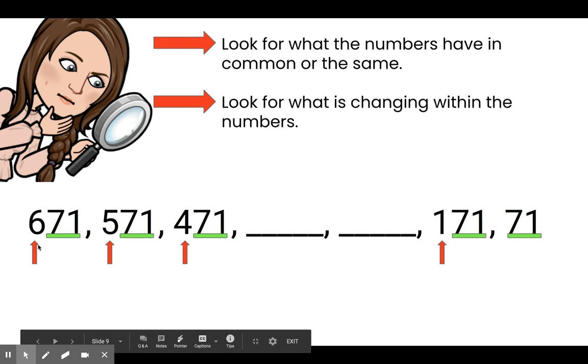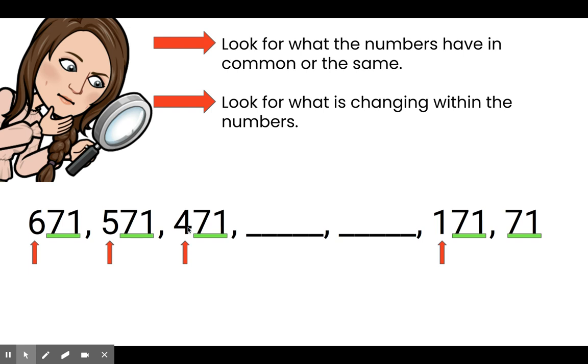We started with 600s, decreased by 1 to have 500. Again, decreased by one group of 100 to 400. That means we would need to decrease again by one group of 100, which would give us 371. If we take away another group of 100, we would have 271. Let's check to see if this is right by taking away one group of 100 from 271. Yep, we have 171. We found the missing part of our number pattern. Were you able to get 371 and 271?